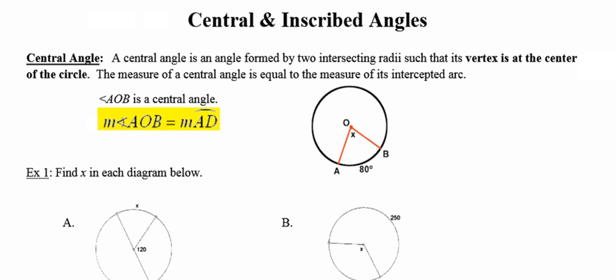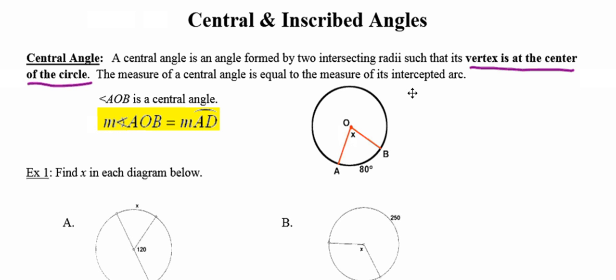We define a central angle to be any angle that's formed by using two intersecting radii in such a way that the vertex of the angle is at the center of the circle. And that's important to know. A central angle has its vertex at the very center of the circle. To find the measure of any central angle, we're simply going to look at the measure of the arc that it intercepts.